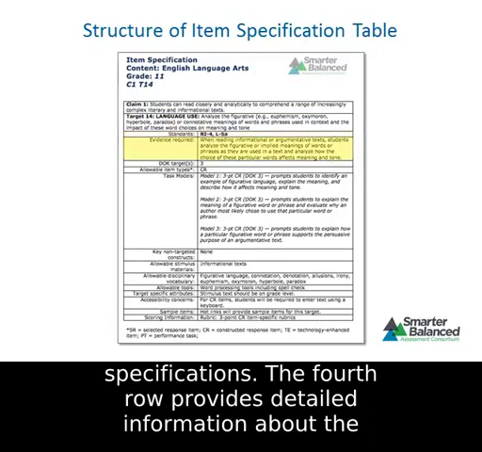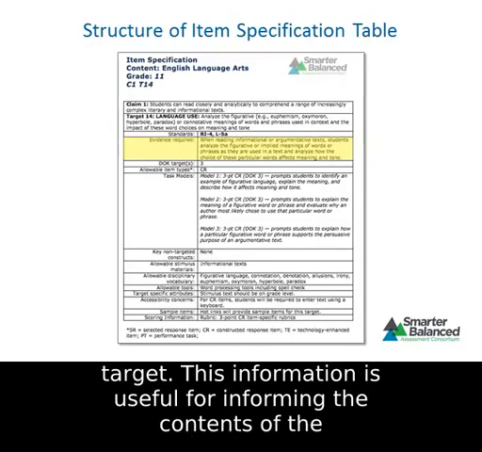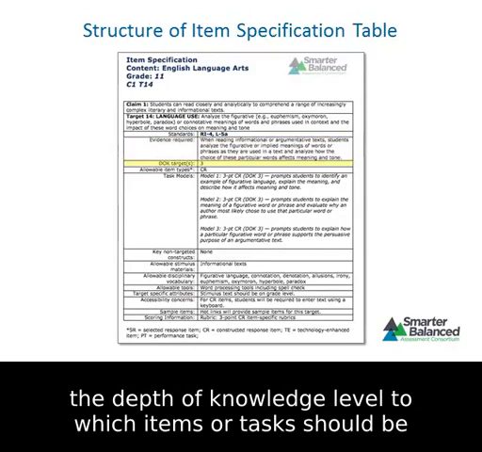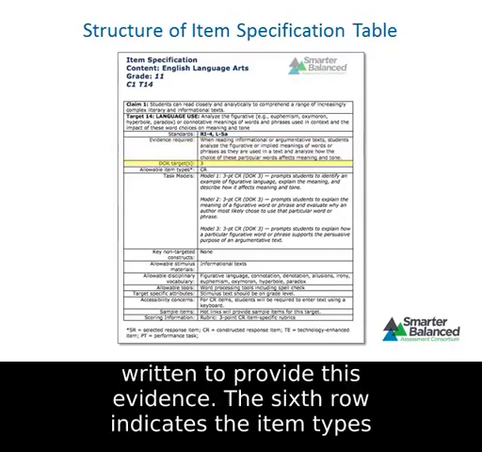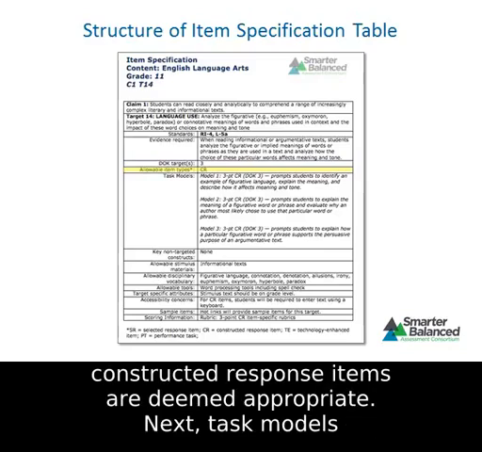The fourth row provides detailed information about the type of evidence required to support the claim about the assessment target. This information is useful for informing the contents of the prompt developed to elicit evidence from students. The next row indicates the depth of knowledge level to which items or tasks should be written to provide this evidence. The sixth row indicates the item types that can be used to elicit evidence from students. In this example, constructed response items are deemed appropriate.